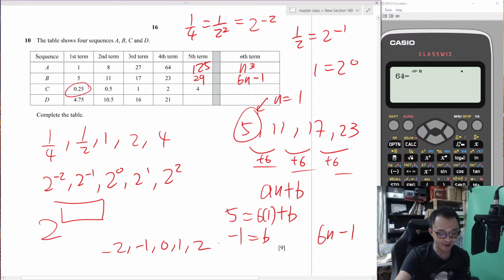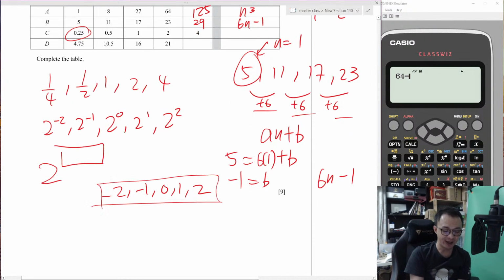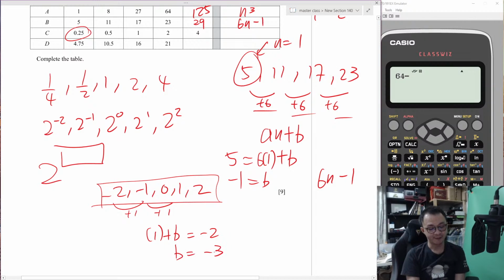Then I need to find the nth term for this one. n plus b equals negative 2 when n equals 1. Then my b is negative 3, so this one should be n minus 3. This is n minus 3. So this is 2 power of n minus 3 here.